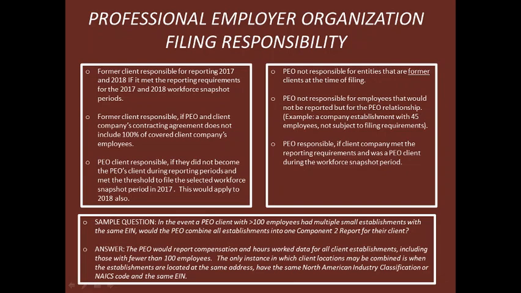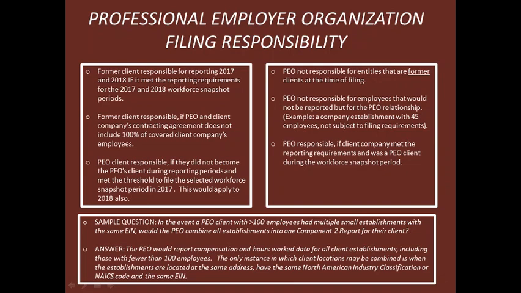In the event that a company did not become a PEO's client during the reporting periods requested, and the client company met the threshold to file EEO-1 reports in the selected workforce snapshot period in 2017, the client is responsible for filing its 2017 Component 2 data and possibly its 2018 data. The PEO is only responsible for filing the Component 2 data for the client company if it met the reporting requirements and was a PEO client during the workforce snapshot period.